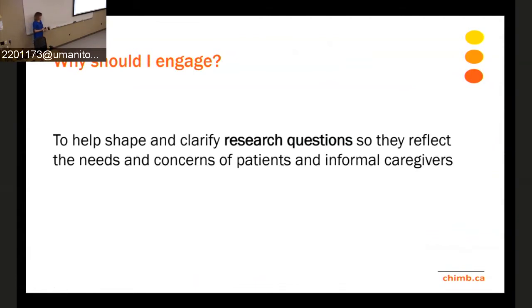Another way you can engage people with lived experience is in shaping and clarifying the research question, so it actually reflects the needs and concerns of patients and informal caregivers. An example of this was in a mental health study. People with lived experience helped craft not only the study name and the materials in order to reduce the stigma associated with mental health, but they also reframed the entire question and goal of the research study so that it was more about moving towards emotional well-being rather than away from mental health challenges.